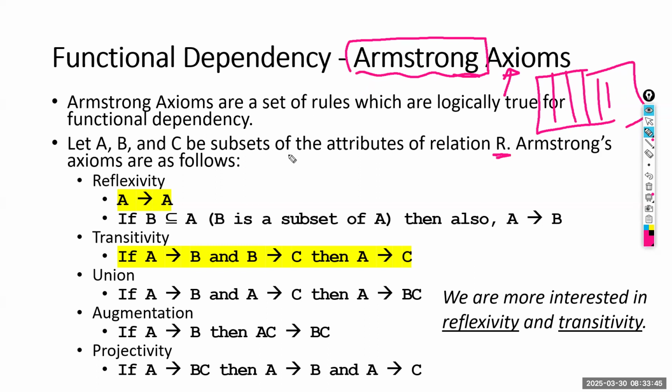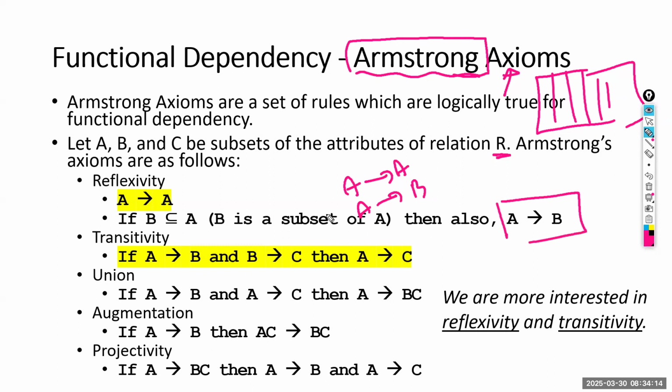So the first axiom says A functionally determines A. And if B is a subset of A, then A also functionally determines B. A functionally determines A, and if B is a subset of A, A functionally determines B also.